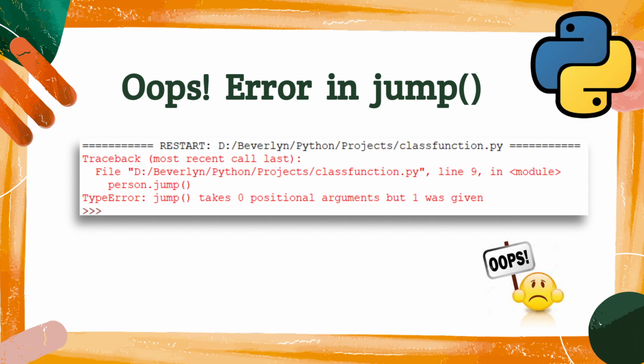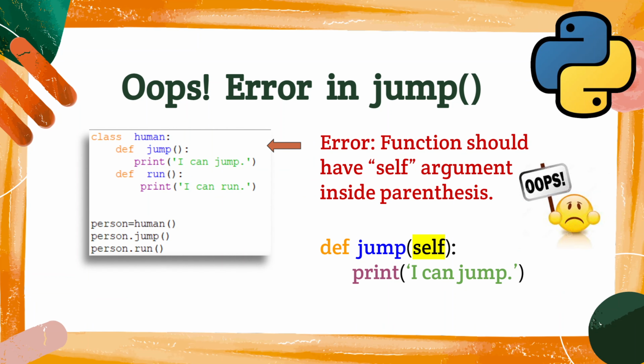In the next line, it states, jump takes 0 positional arguments, but 1 was given. So, that means class argument cannot be empty. This is the difference of program function and class function. Class functions should have self as argument inside the parentheses, even though there is no input as argument. Please see my highlighted yellow part.